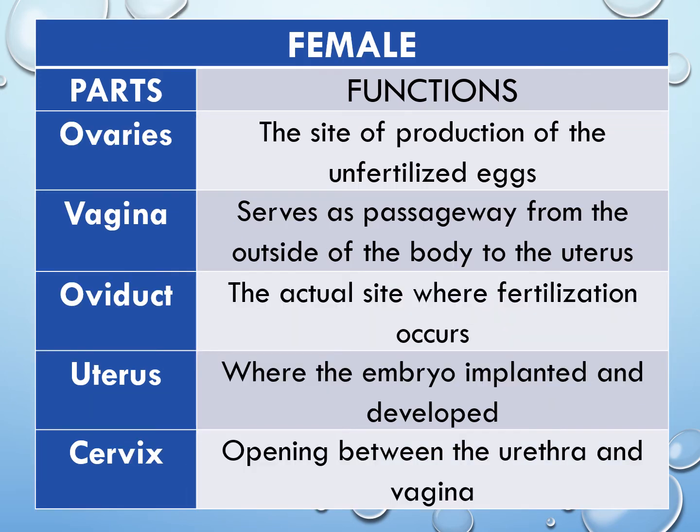For female cats and dogs, these are the parts and function of each part. Ovaries, the site of production of the unfertilized eggs. Next is vagina. Vagina serves as the passageway from the outside of the body to the uterus. Oviduct, the actual site where fertilization occurs. Uterus, this is the place where the embryo is implanted and developed. And cervix, this is the opening between the urethra and vagina.